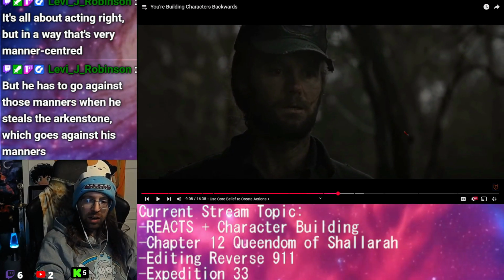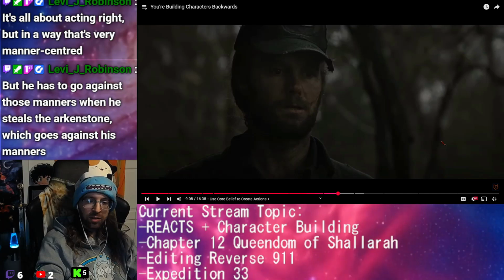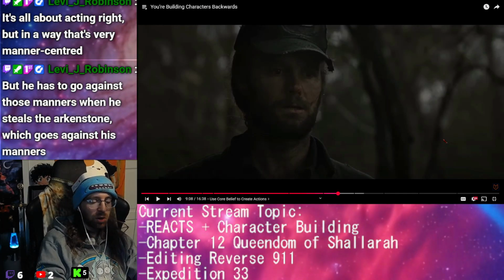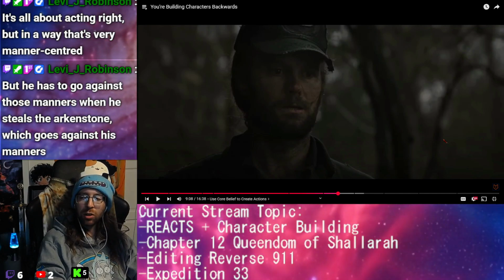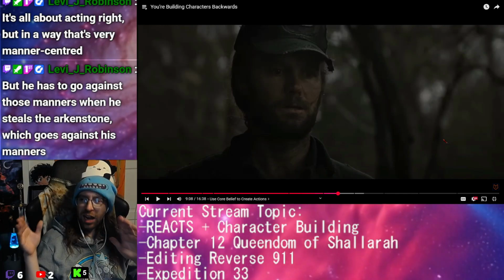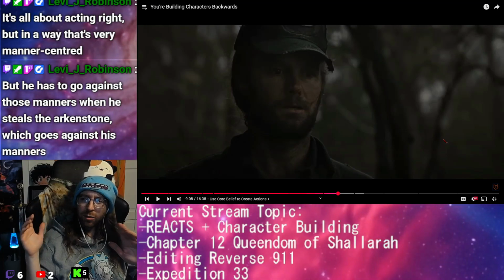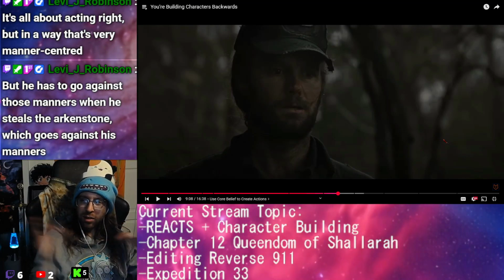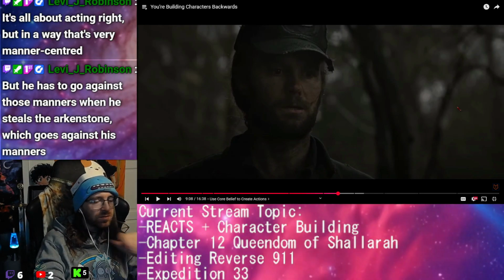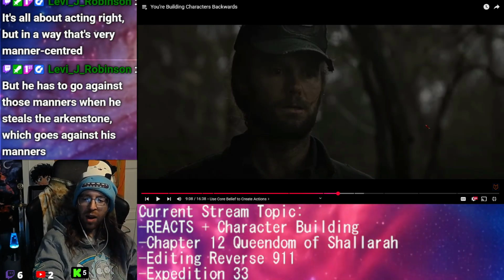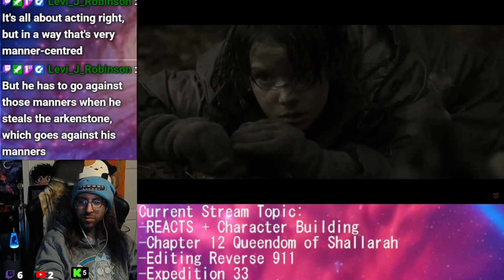But Bilbo has to go against those manners when he steals the Arkenstone. Yeah, and that's why he doesn't like people calling him a burglar, because there's a specific line that he says, right? Referring to burglars as a certain set of people, so being referred to in that way is insulting to him. To protect the innocence of his son.